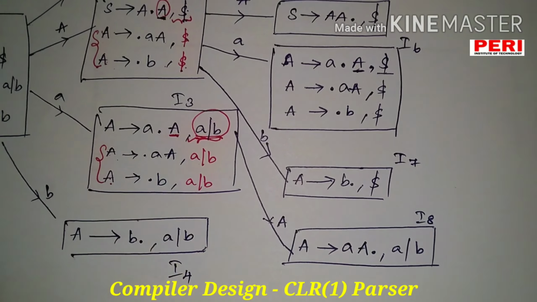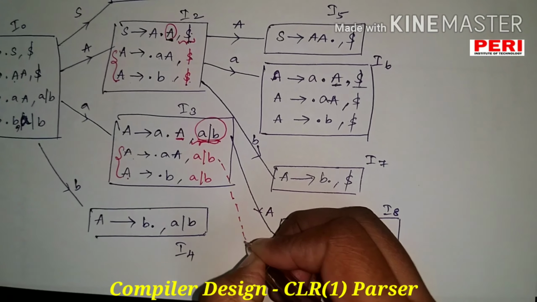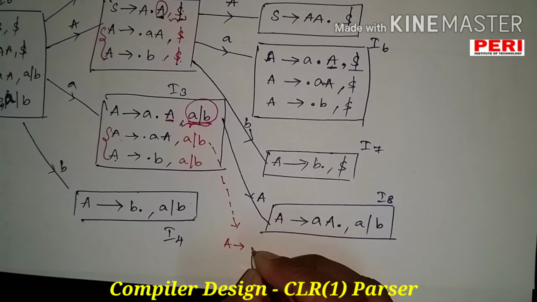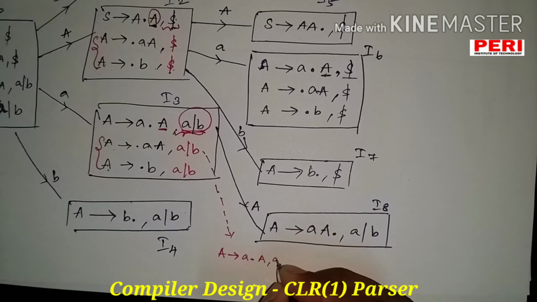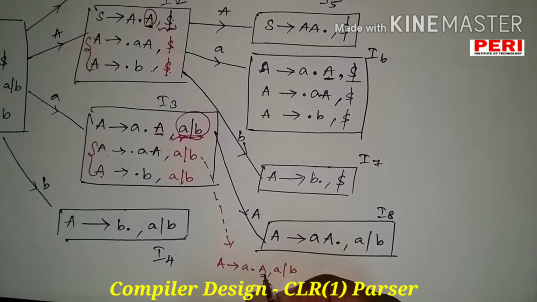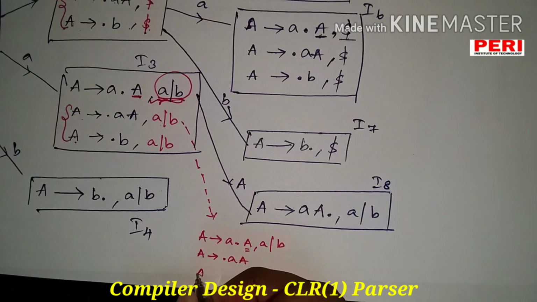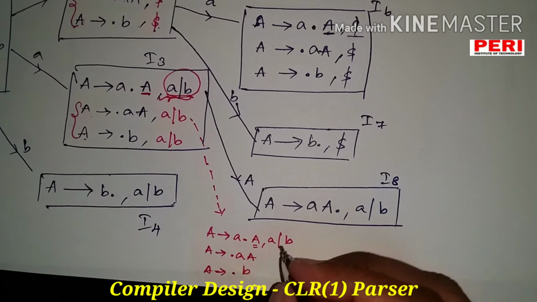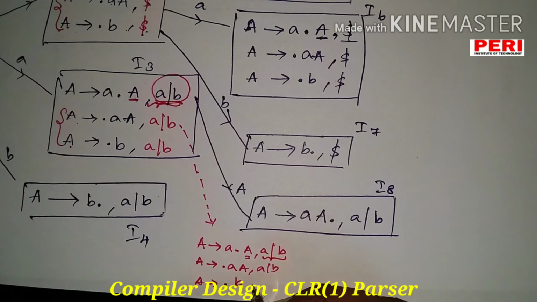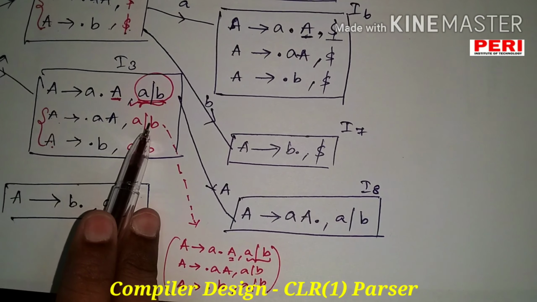Okay, the next production is A tends to dot AA. If I work on this production, I'll show you separately here. So if I work on this production, A tends to A dot A, comma, A or B. And since this capital A is followed by the dot symbol, I will be adding the productions of A. So A tends to dot B. Since A or B is the follow of this capital A, I will be adding A or B as the look aheads of these two. So this will be the answer for this production if I work on it.